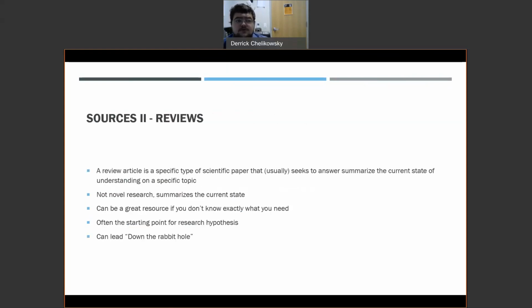There are also reviews, which is a type of scientific paper that usually seeks to answer or summarize the current state or understanding on a specific topic. We're not talking about novel or new research here. We are simply summarizing the current state, and often a review can be a wonderful resource, especially if you're talking about something that you're not normally used to. It can be a great resource to dip your toes into research, and a great review is worth every single penny.